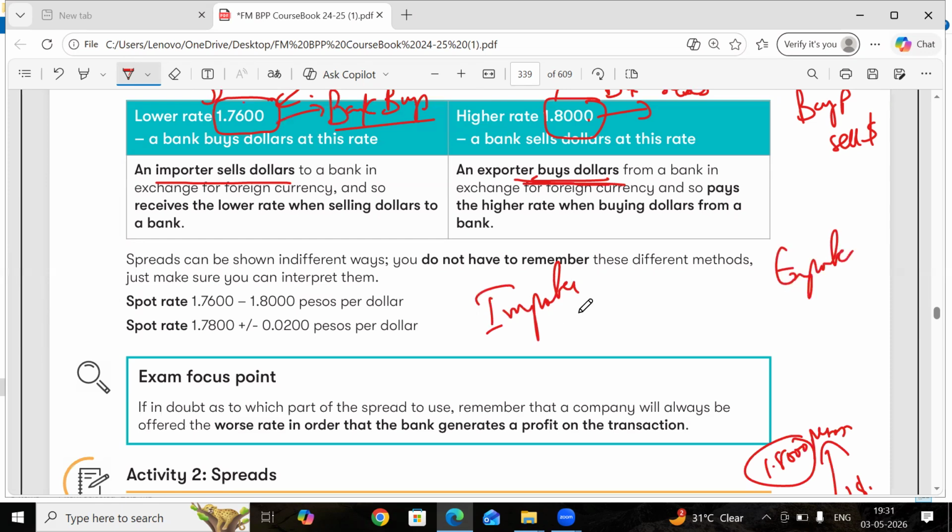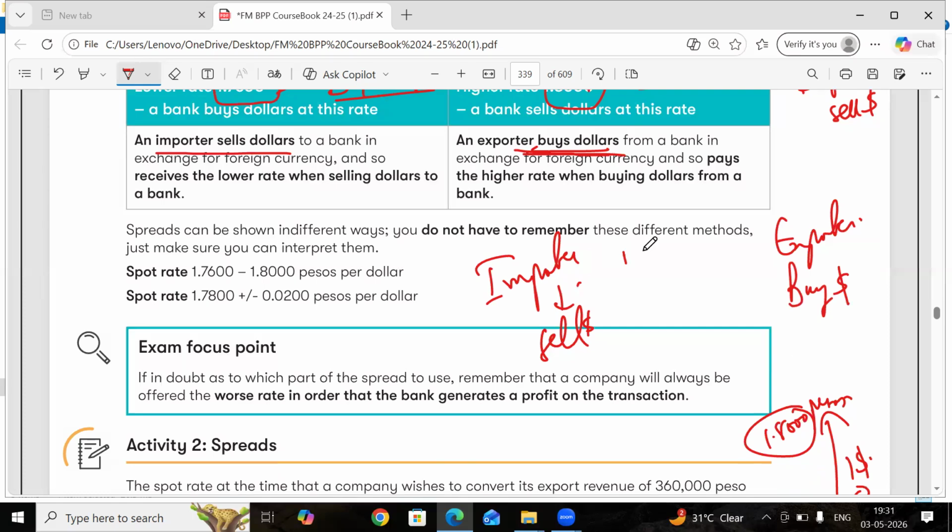So you should understand importer, exporter. The importer sells dollars. The exporter buys dollars. When the importer sells dollars, the bank buys dollars. When the exporter buys dollars, the bank sells dollars. That's it. Okay. Buys at 1.76, the lower rate, sells at 1.80, the higher rate. Finished.